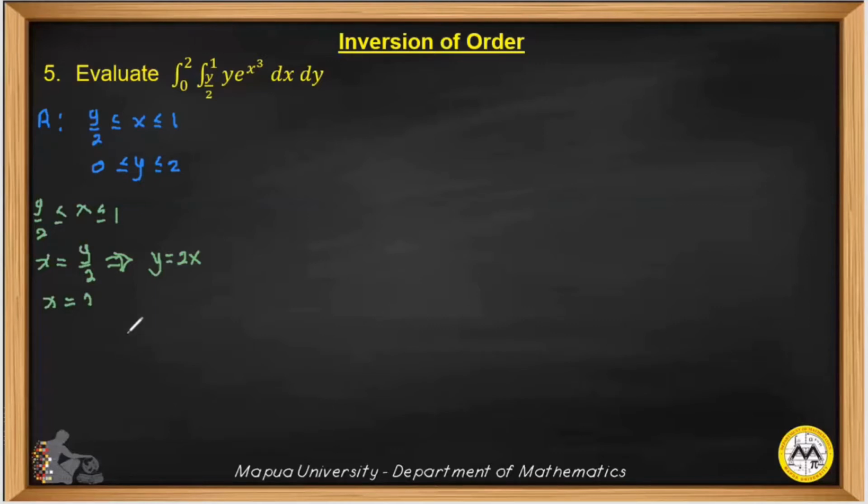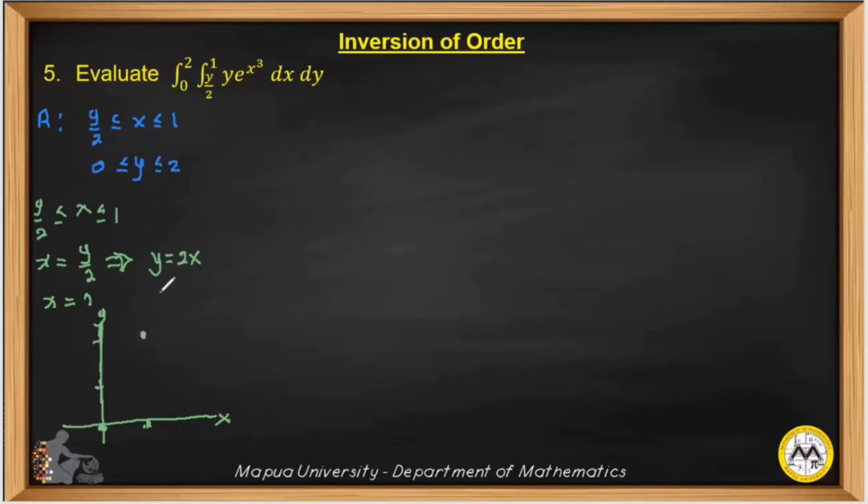So if we draw it in the xy plane, if we sketch y is equal to 2x, this is the x-axis and this is the y-axis. It passes through the origin. Let us say that this is 1. When x is equal to 1, of course, the corresponding value of y is 2. So 1, 2.